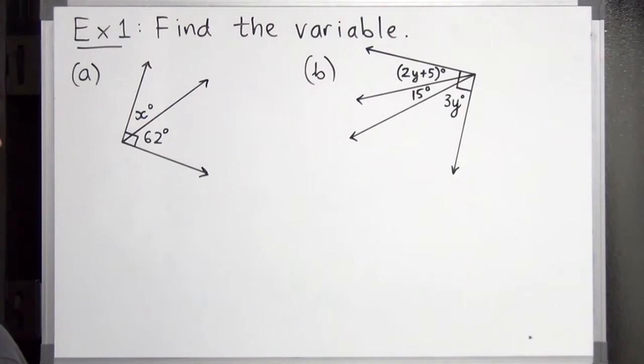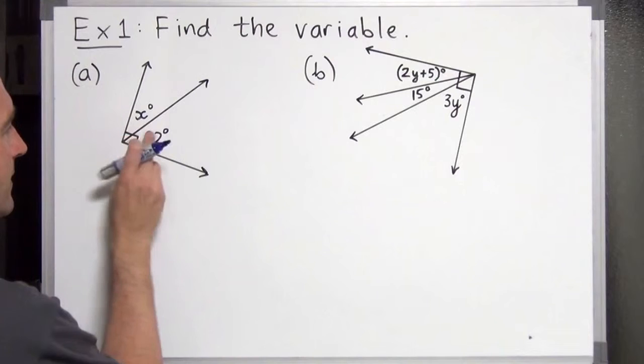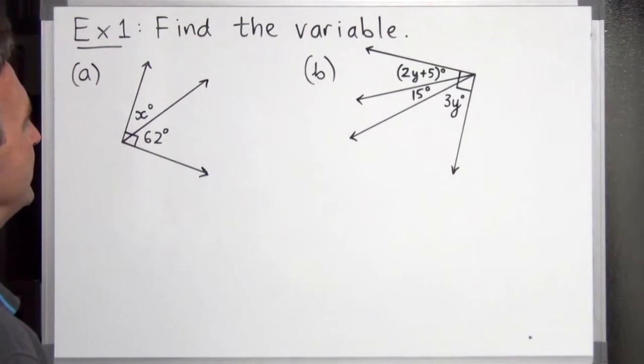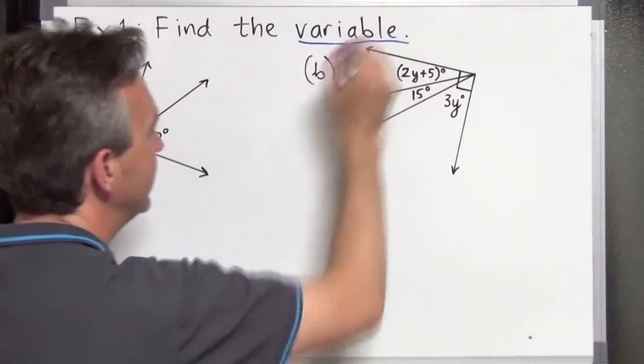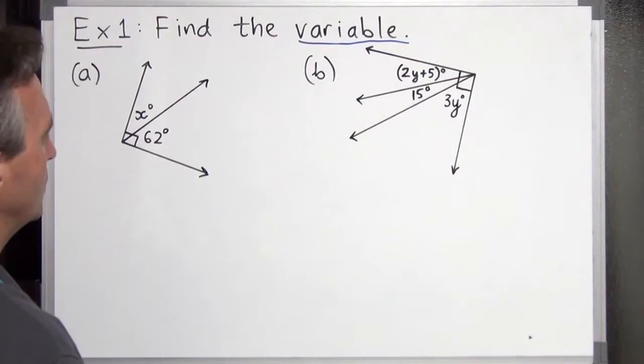So getting into example 1 here, we have this angle here, a right angle, 90 degrees. But it's split up into x degrees and 62 degrees. What we're doing is finding the variable, and the variable is the letter, the algebraic letter here. So what are we going to do?